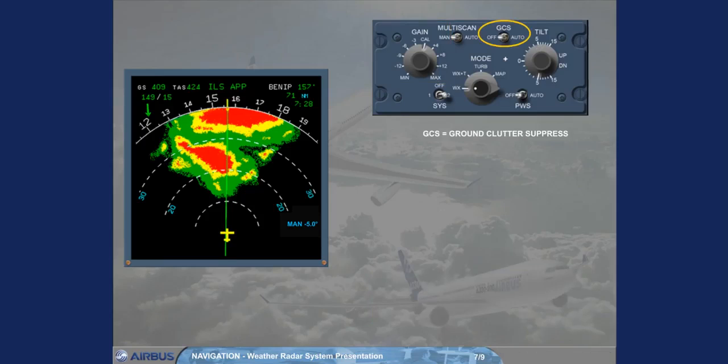The GCS switch, when in auto, allows to suppress the ground echo on the screen. In off position, it allows the normal use of the radar.